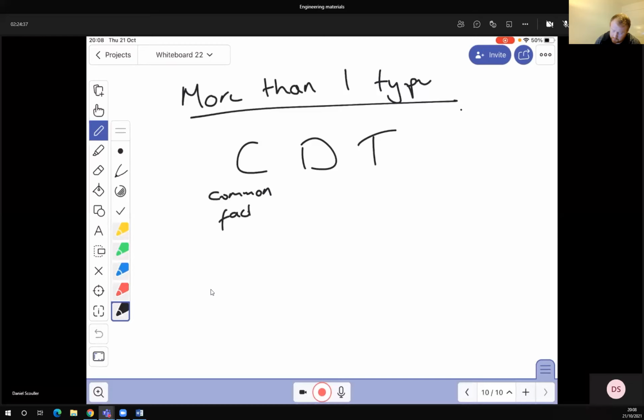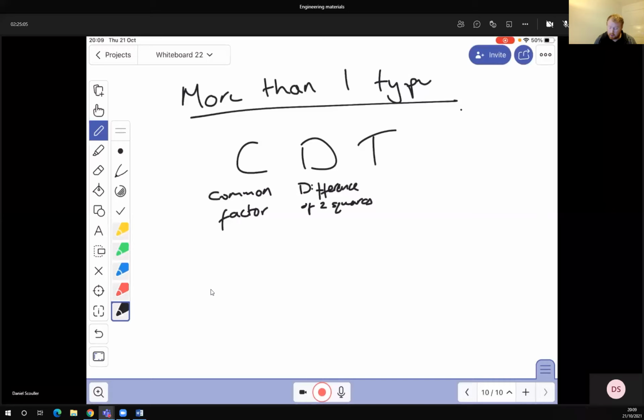Common factor. Okay, does the expression have a common factor? We can simplify by looking through all the terms. Can we remove that? Okay, and just make life easier for ourselves. Is there a difference of two squares? This is a very precise process that you follow if you see a difference of two squares.